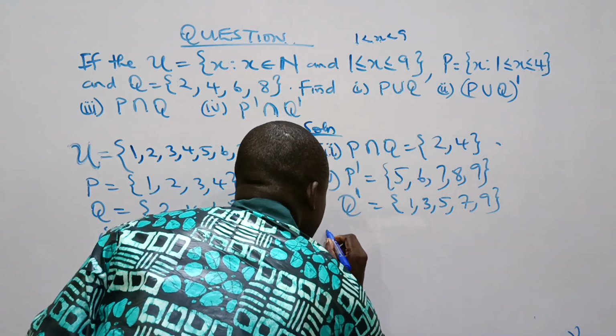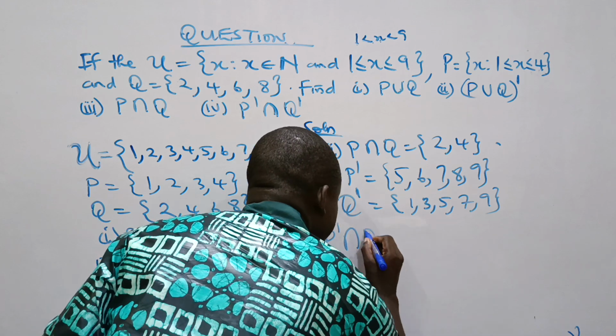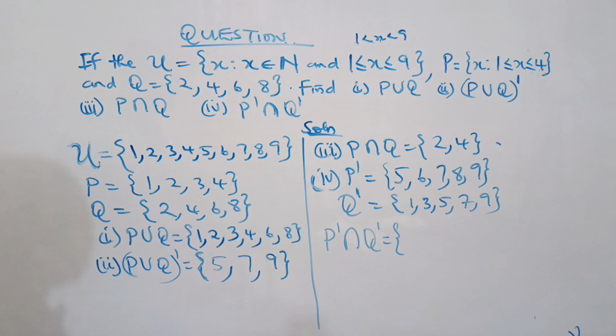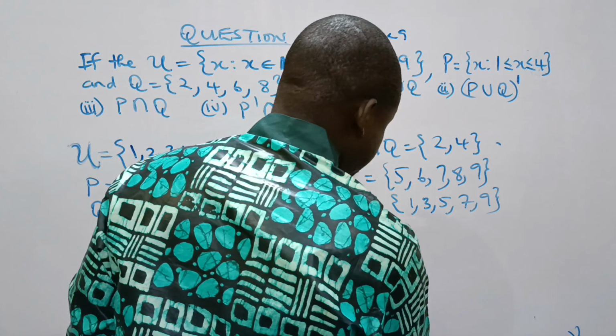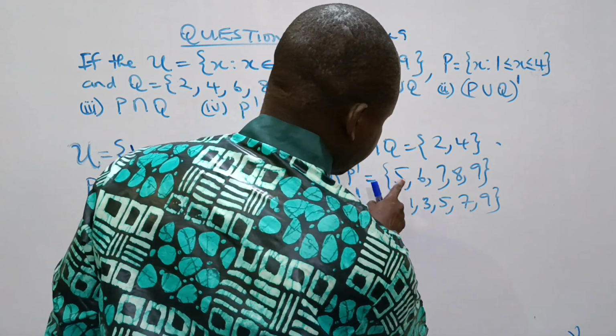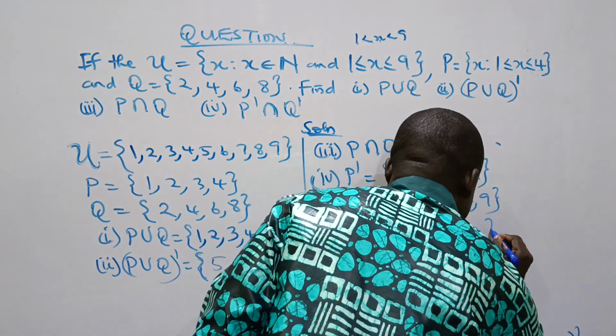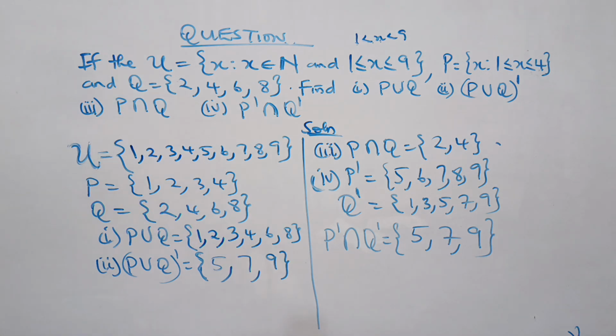Then of course, now we can go ahead and find P prime intersection Q prime. P prime intersection Q prime will be the elements that are in both P prime and Q prime. 5 is common, 7 and 9. So that will be 5, 7, and 9. So that is what we are asked to do.